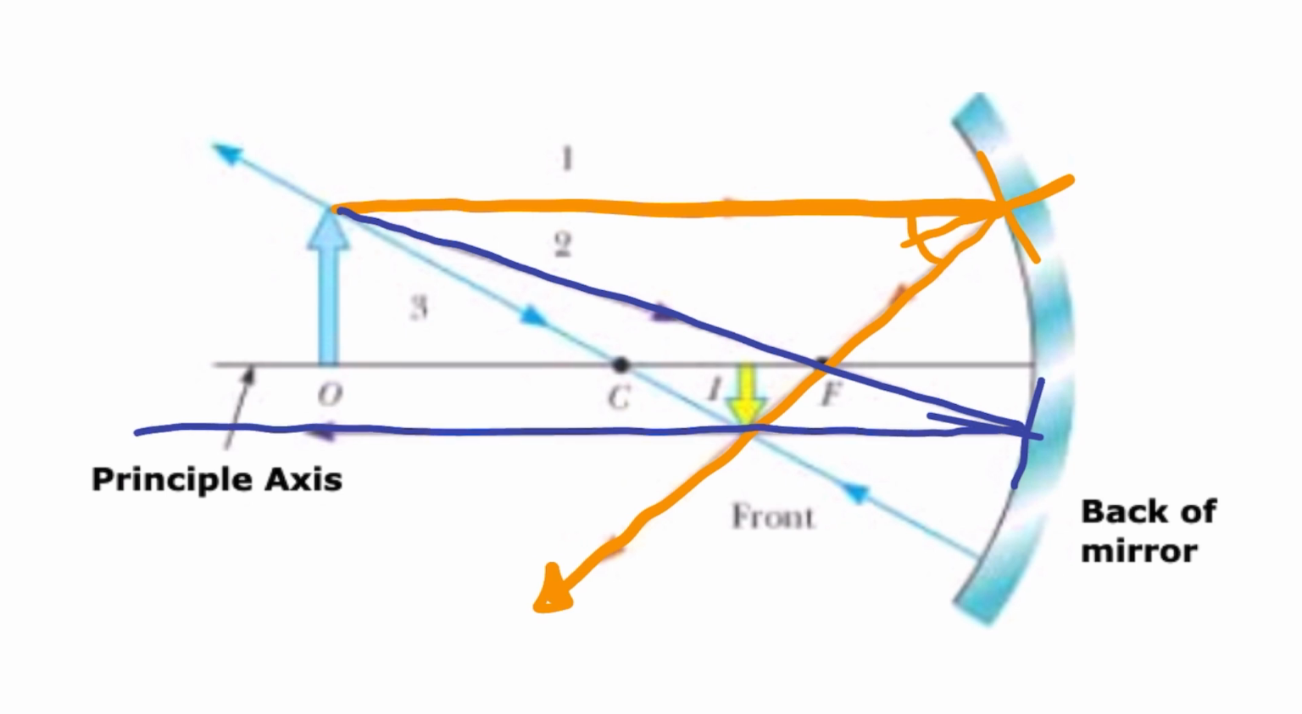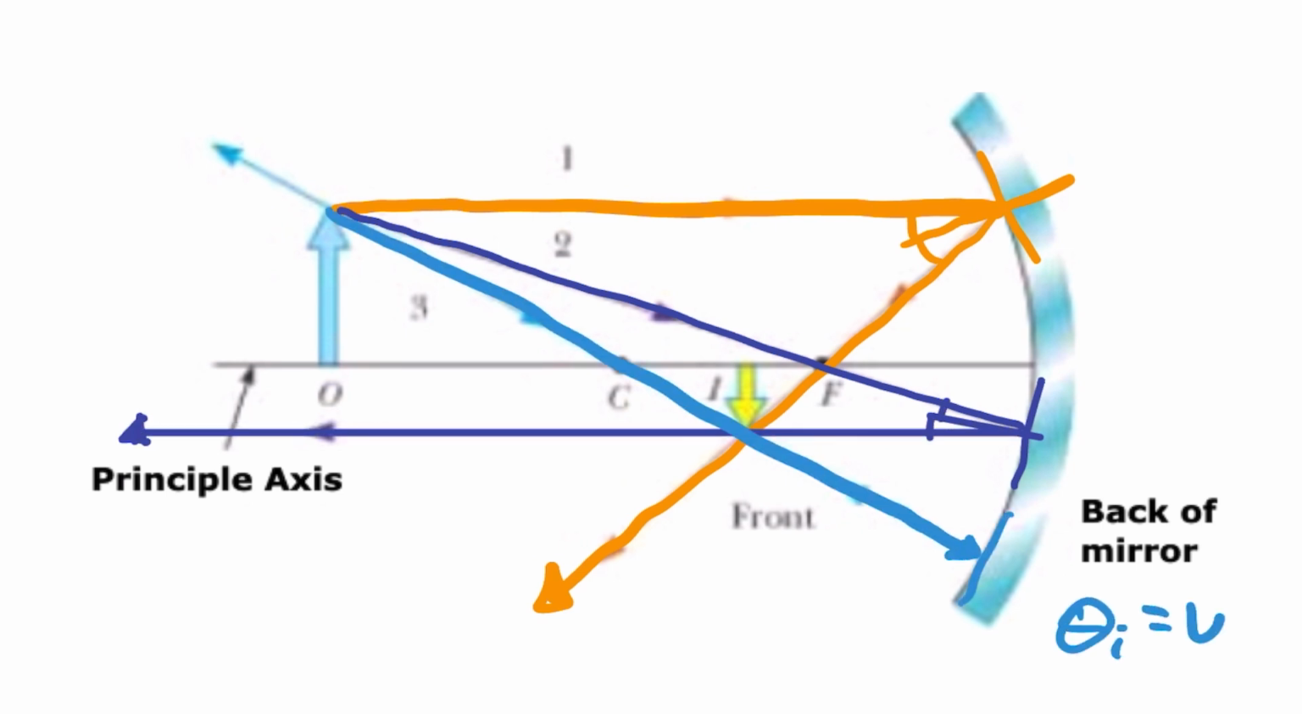Let's do the other 2 rays that are shown in the figure. Since all 3 rays started at the top of the object, where they cross is the top of the image.